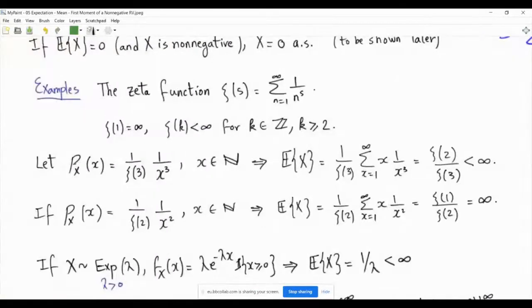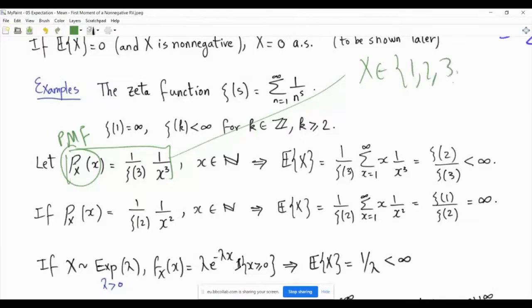Let's take an example. Suppose that your random variable has this PMF. Basically, this random variable is defined for x a natural number, 1, 2, 3, and so on, so it's non-negative. And the probability that big X is equal to small x, one of those guys here, is 1 over x cubed. So what is the probability that big X is equal to 3? It is 1 over 3 cubed.